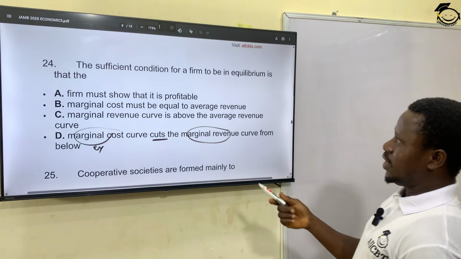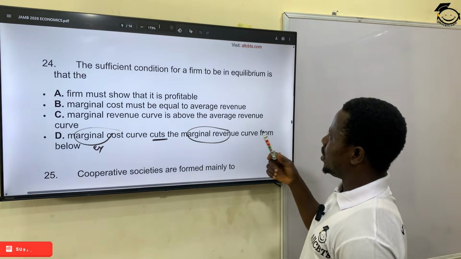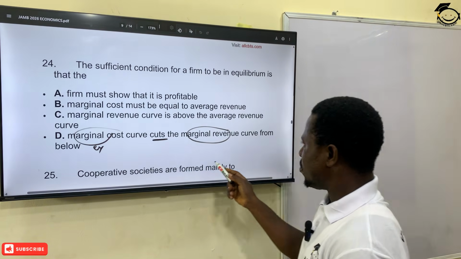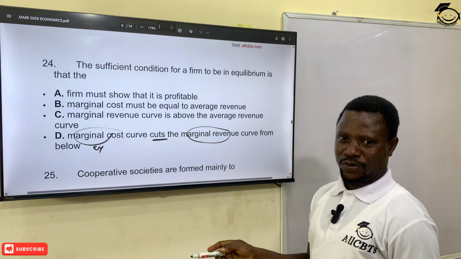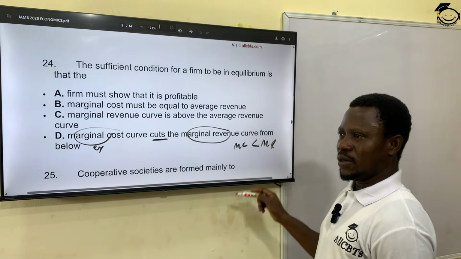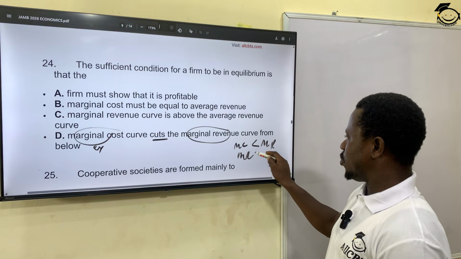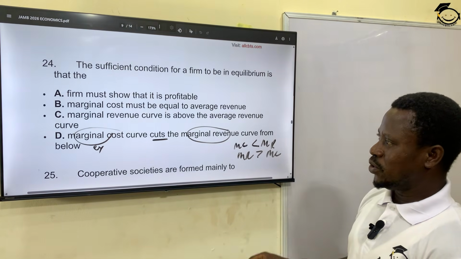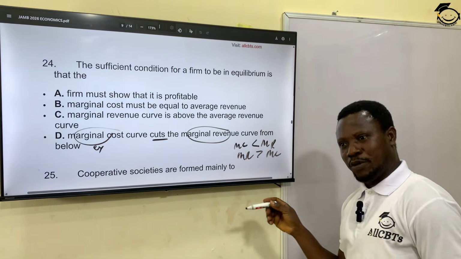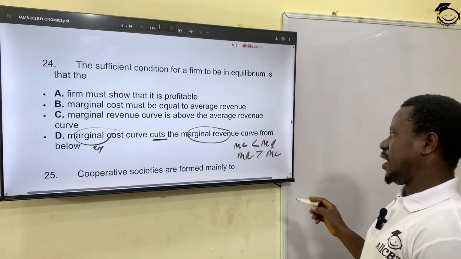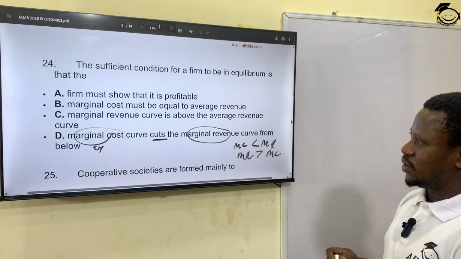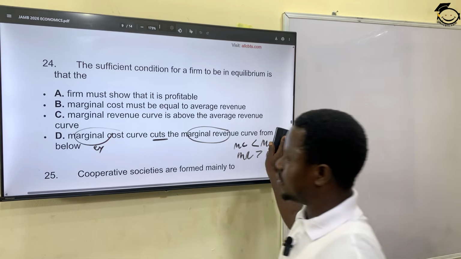Okay, but now it's talking about for it to be in equilibrium. Yes, the cost must be lower than the revenue. In other words, MC must be less than what? MR. Alternatively, MR must be greater than what? MC. So in that case, the MC is expected to cut the MR at the tail end of the MC, to show that the MR is greater than what? MC. So the correct answer there is D.